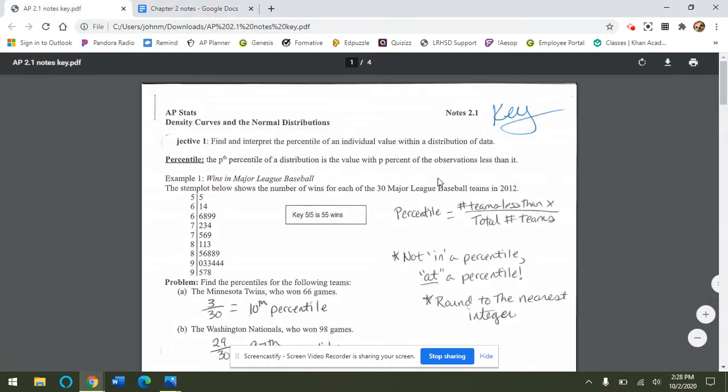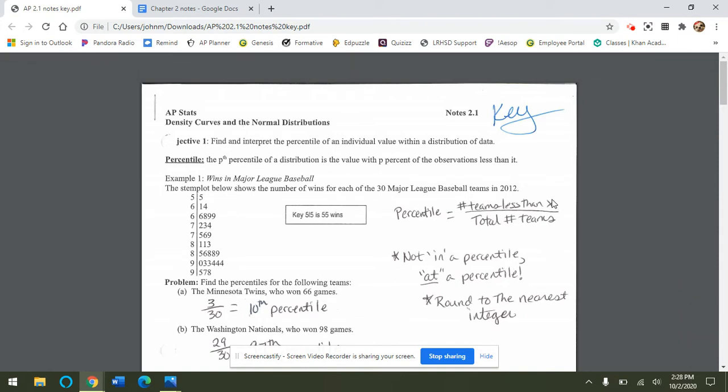So your percentile is actually your number of teams that are less than X. It's your number of data points less than you, not including you. All right. And then you're going to divide it by the total number of teams. So for data point 66, the Minnesota Twins, there are only 1, 2, 3 teams less than it, which is why I did 3 divided by 30, which would put them at the 10th percentile.